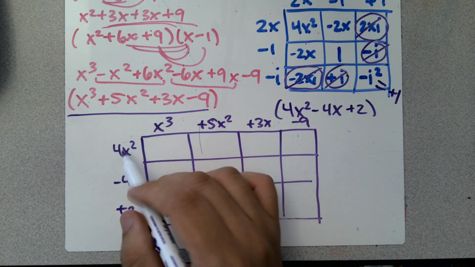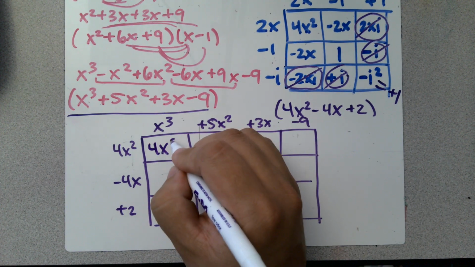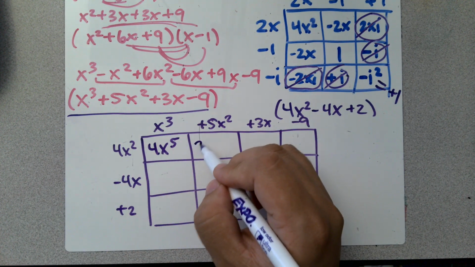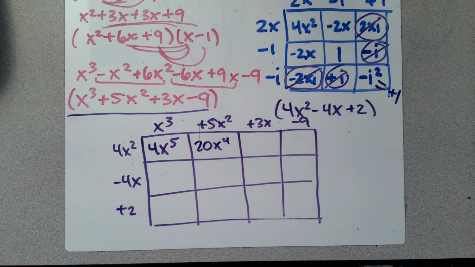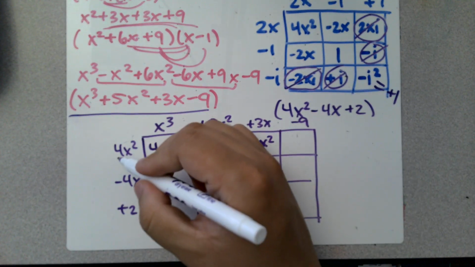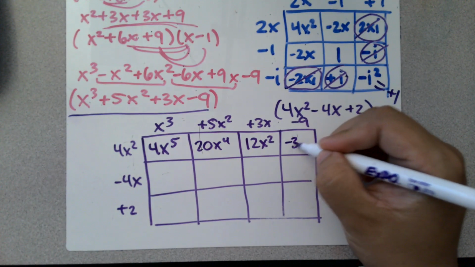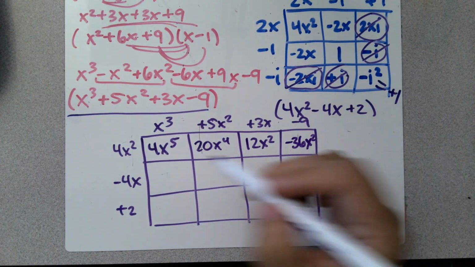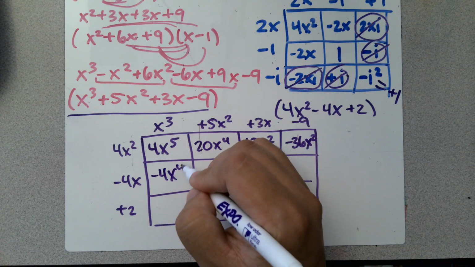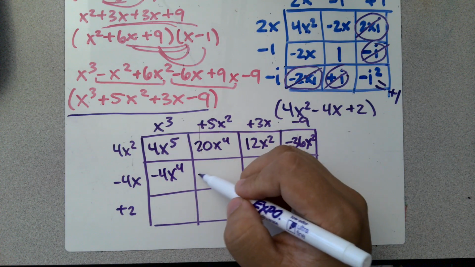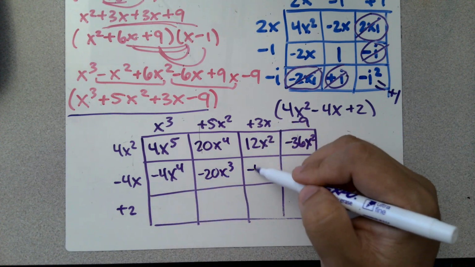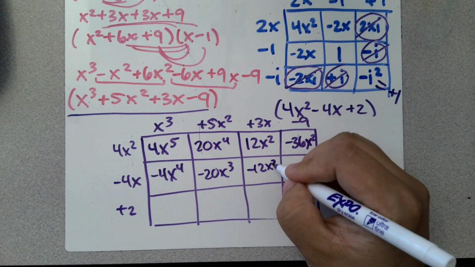4x squared times x cubed is 4x to the power of 5. 4x squared times 5x squared is 20x to the power of 4. 4x squared times 3x is 12x cubed. 4x squared times negative 9 is negative 36x squared. Negative 4x times x cubed is negative 4x to the power of 4. Negative 4x times 5x squared is negative 20x cubed. Negative 4x times 3x is negative 12x squared.